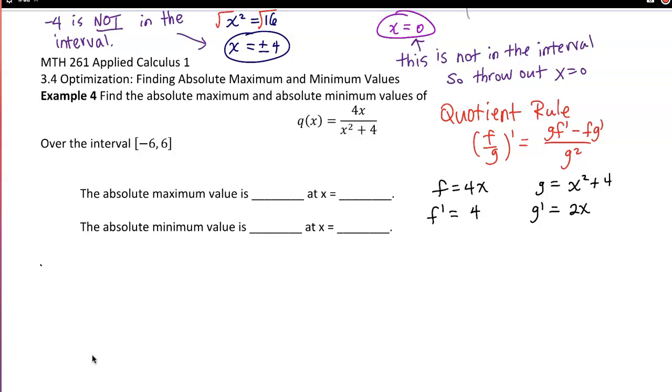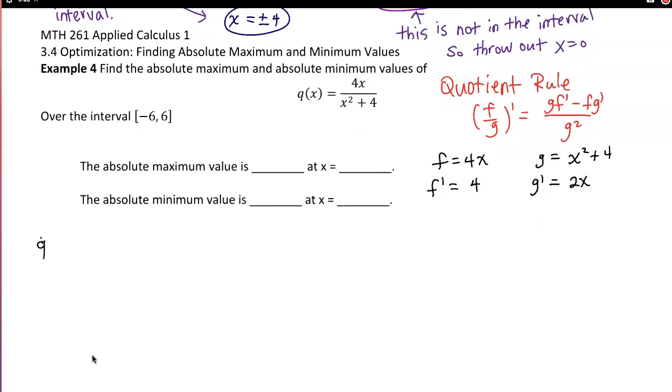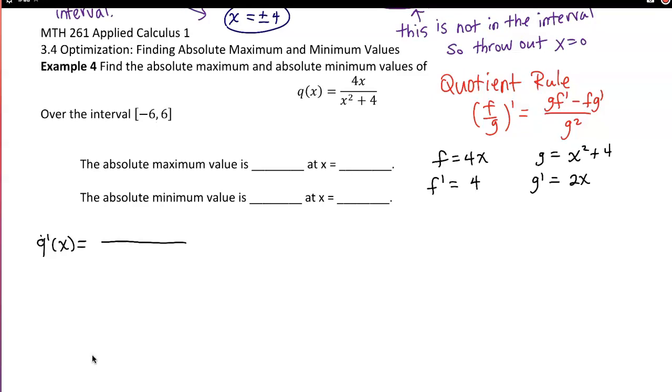I have all my quotient rule pieces laid out, so I can go ahead and put together my Q prime of x. The bottom of the fraction is going to be G squared. So G squared will be (x squared plus 4) squared. Now go to the top of the fraction, start with G times F prime. F prime is simply 4. So now I'm multiplying the orange and the green highlighted terms. So that will be 4 times (x squared plus 4).